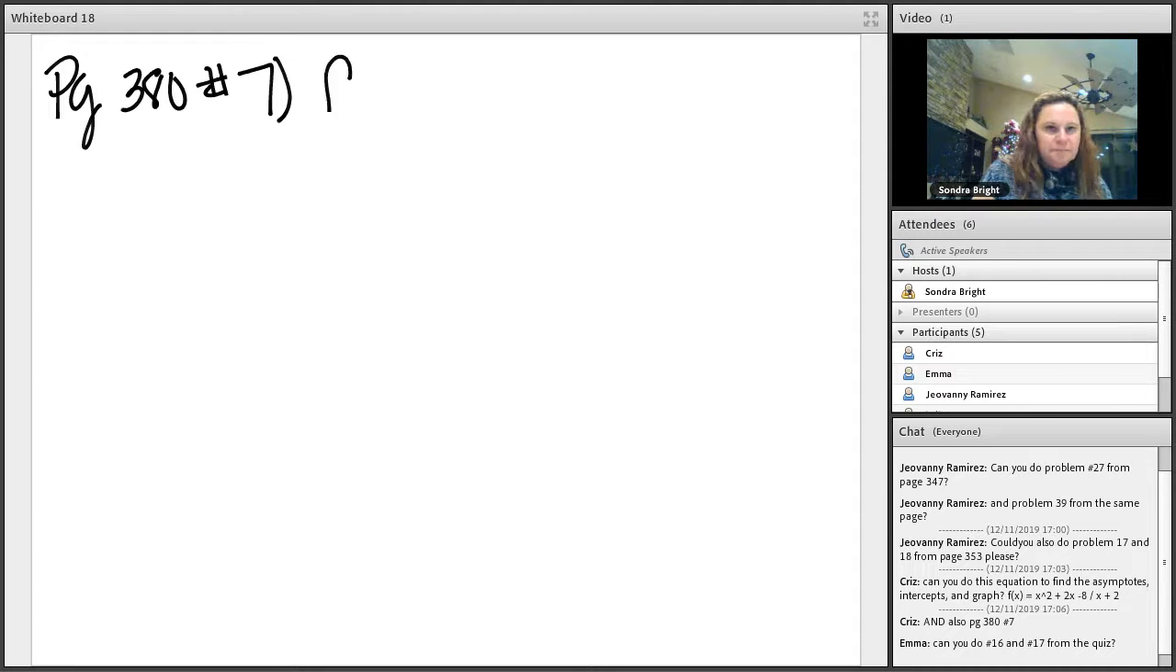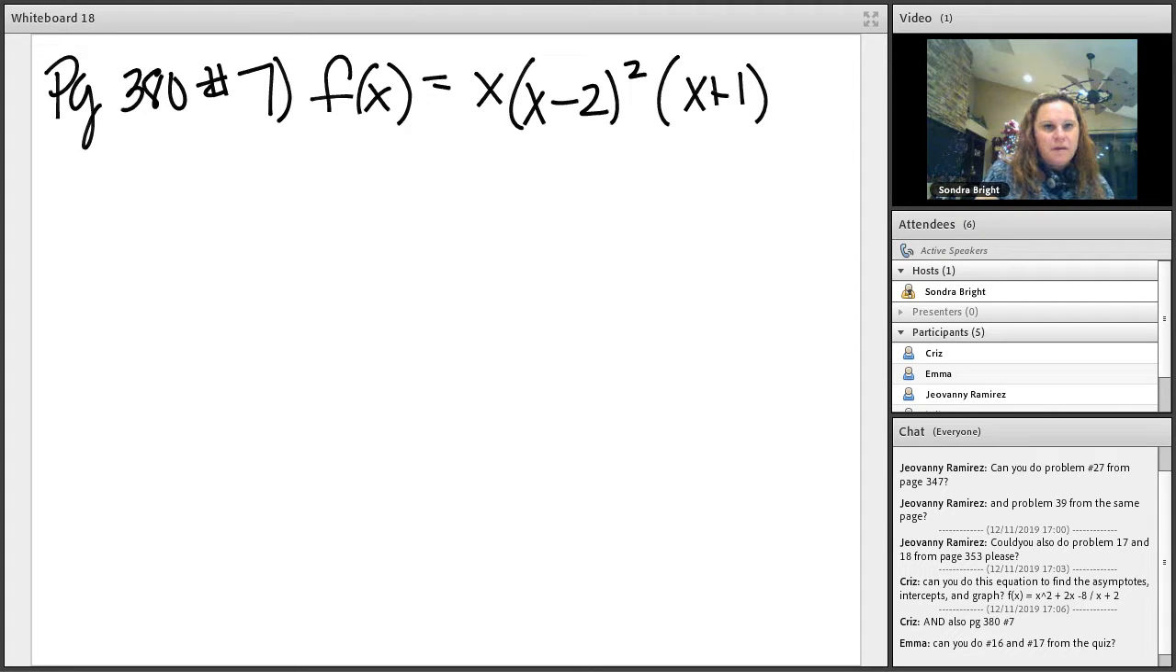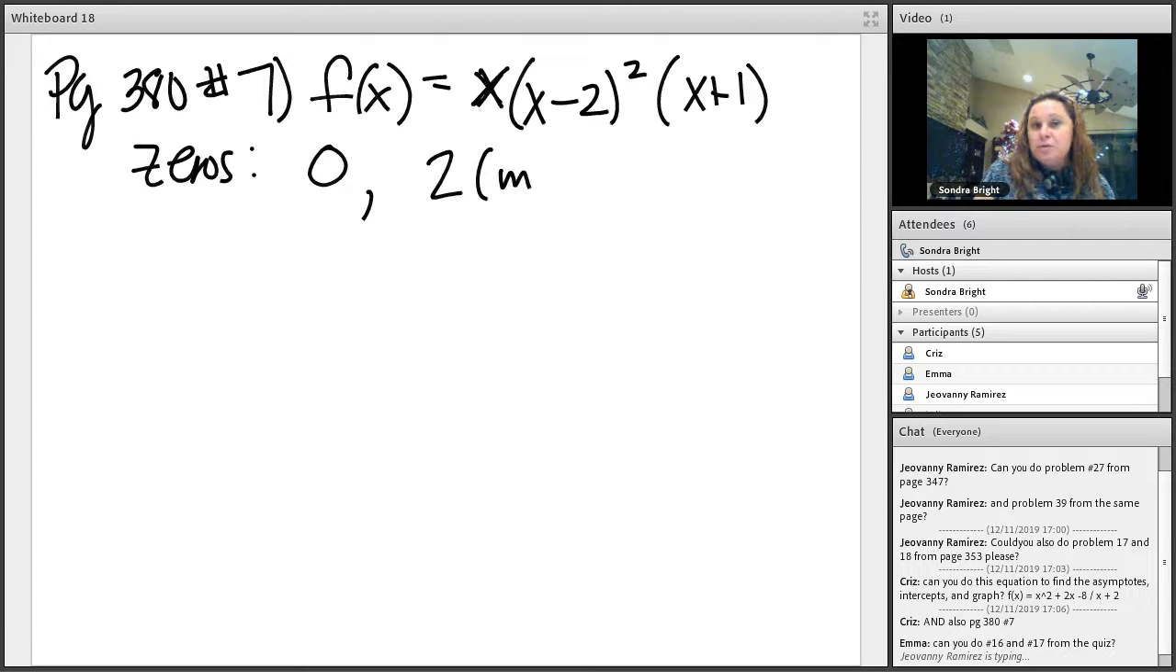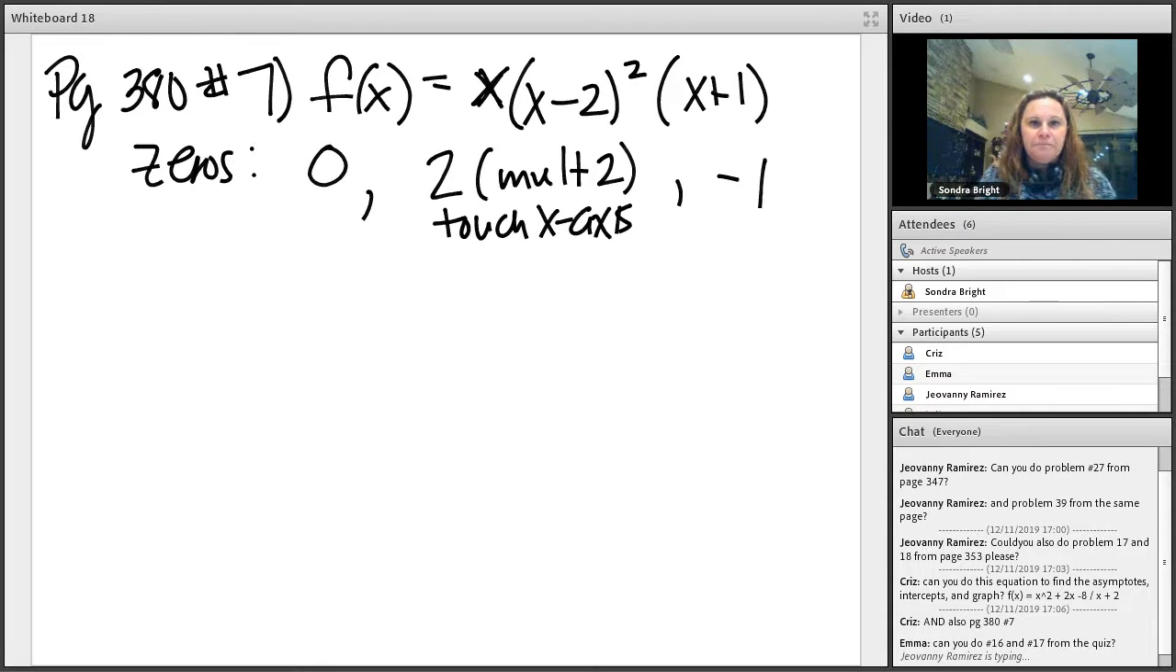Page 380, number 7. Graph the function f of x is x times x minus 2 squared times x plus 1. All right, so we have zeros at, when x is 0, that's coming from this x in front there. I have a 0 at 2, which has a multiplicity of 2, which means it's just going to touch the x-axis, but stay on the same side of the x-axis that it was, and then also at -1.